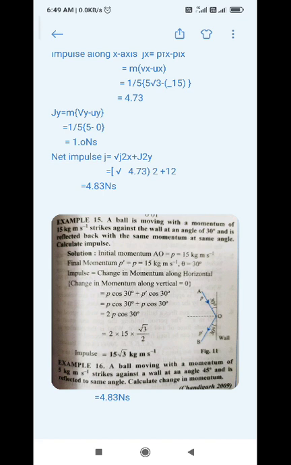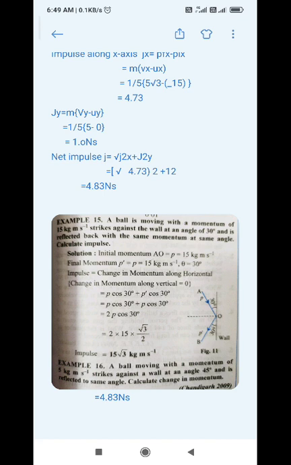Then we have another example. A ball is moving with a momentum of 15 kg meter per second. It strikes a wall at an angle of 30 degrees, as you see in the figure, and is reflected back with the same momentum at the same angle. So we are given that the initial momentum P is 15 along AO, and the final momentum P dash is along OB, that is 15 kg meter per second, and theta is equal to 30.